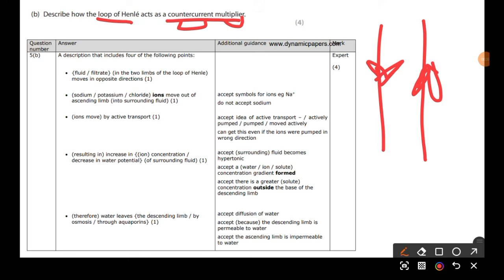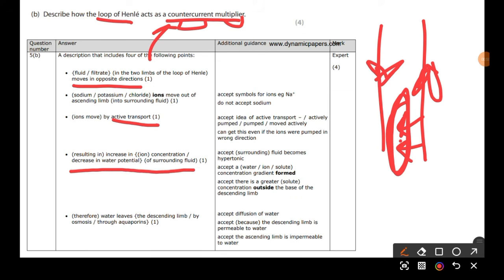So the fluid or filtrate flows in opposite directions, so countercurrent, and the sodium, potassium and chloride ions move out of the ascending limb, as we said before, so that there are more ions outside, and then ions move by active transport, resulting in a decrease in water potential of the surrounding fluid, and then water leaves the descending limb because it's the one that's permeable to water. The water can actually leave it.